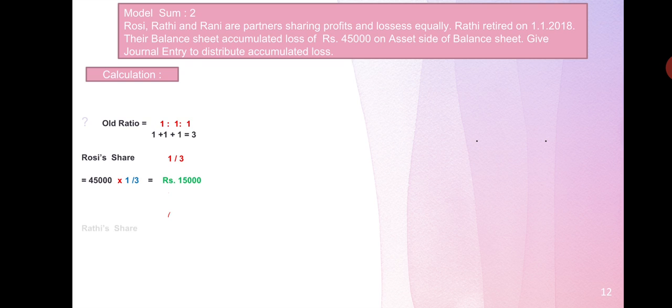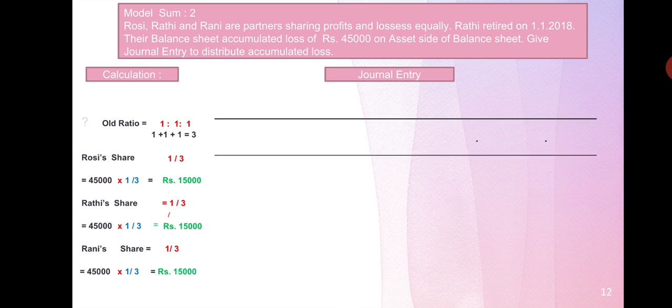Next, you want to calculate for Rati's share. She is also getting the same portion 1/3. So the calculation will be easy. You're going to get the same answer for all the 3 partners, that is 15,000. Next is Rani's share. She is also getting 1/3 share out of 45,000. So 45,000 into 1/3, that is rupees 15,000. Now all the partners are getting equal share. Now let us write the journal entry.